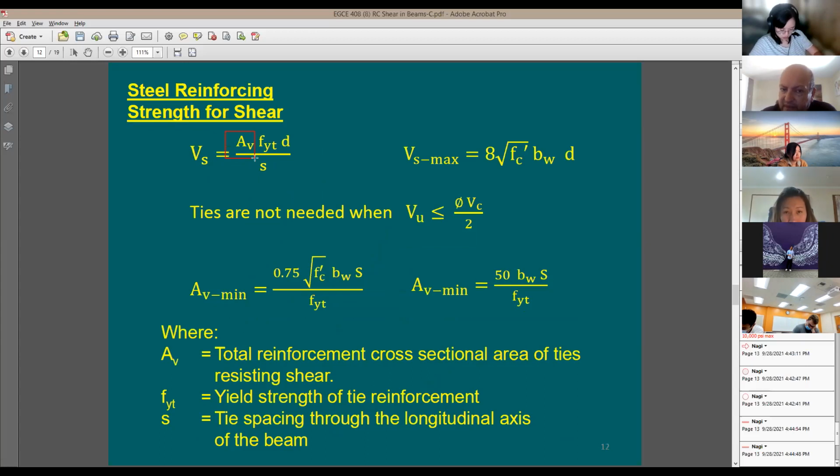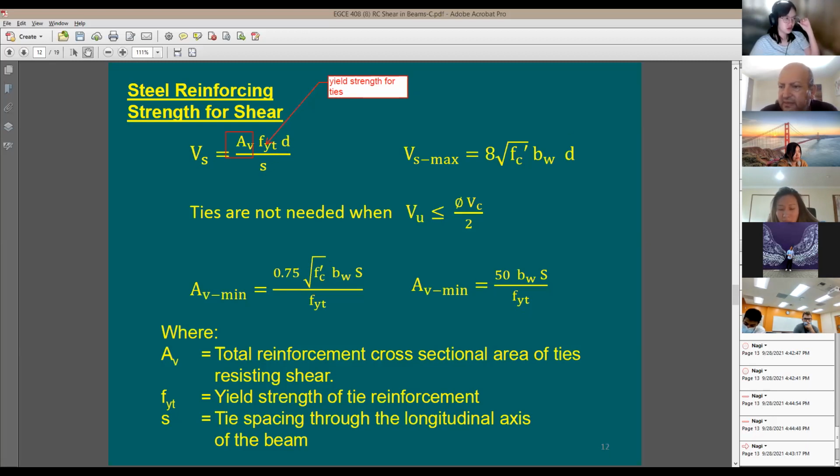Not very clear, but I guess we can clarify. Fyt is the yield strength for the ties. So I understand this Fy could be different from the yield strength for the longitudinal rebars. This is why they call it Fyt, but it's just F sub y. How about the depth d? I understand that. This is what I've been working with. It's the distance from the compression to the tension rebars.